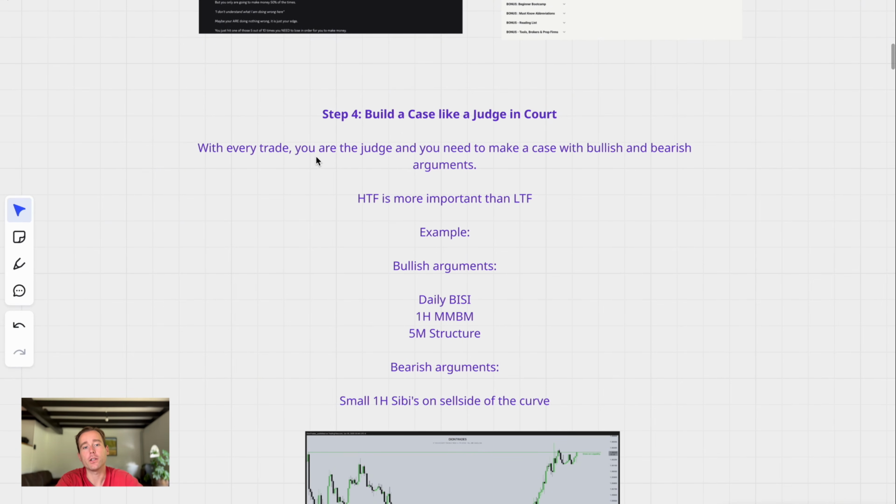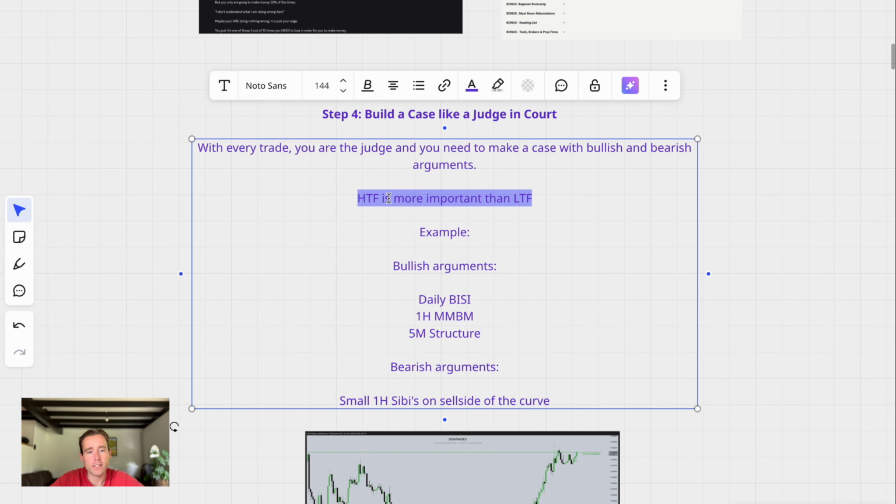So with every trade, you are the judge or you're a lawyer. And you need to make a case with bullish and bearish arguments. So you go to the chart, you see your entry model, and okay, for example, I'm bullish. Cool. You're gonna build your case around being bullish. One important thing here is that the higher time frame is more important than the lower time frame when building your case. If you have a 1-minute buy structure, that is less important than a daily buy structure.